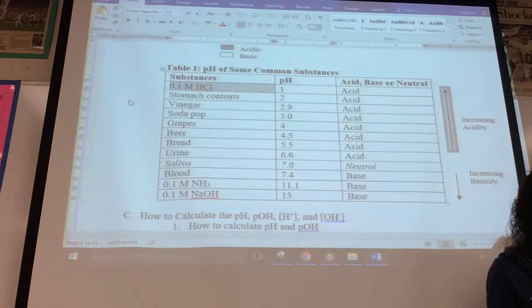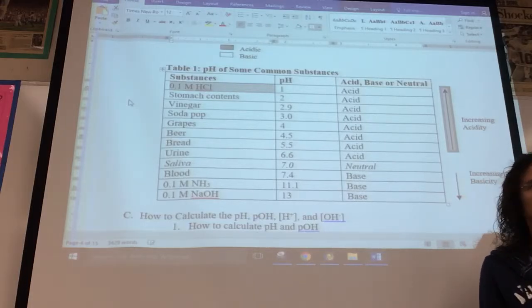Wait, but hydrochloric acid is a pH of 1. It depends on the concentration of it. It's a strong acid that ionizes completely, but if you compare the concentration of 0.1 molar hydrochloric acid with 1 times 10 to the negative 5 molar hydrochloric acid, they don't have the same pH, and I can prove that to you in a minute as soon as I show you how to do it.